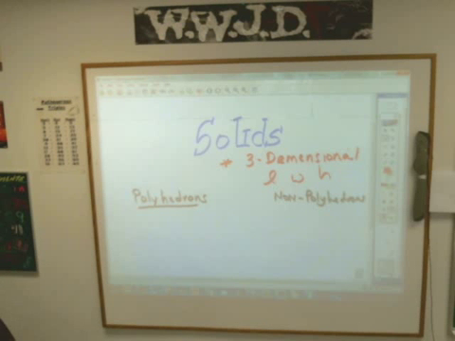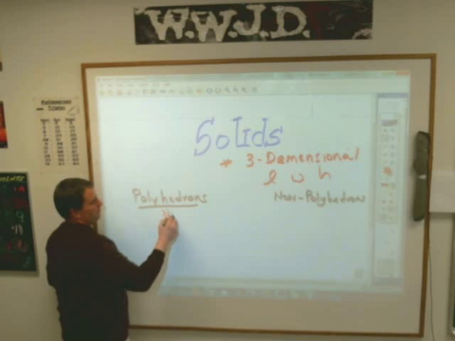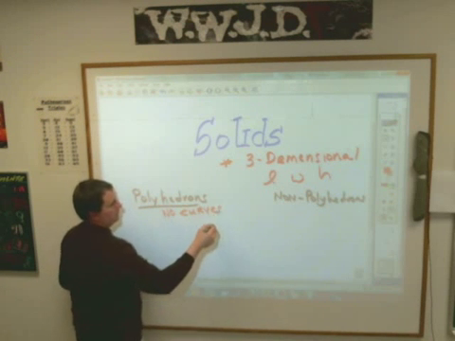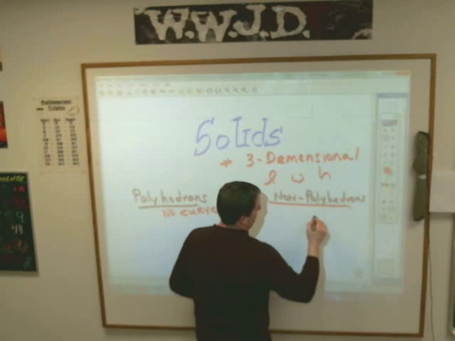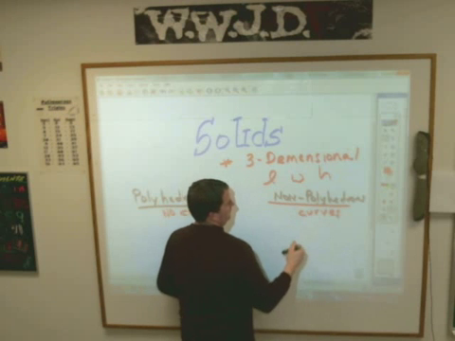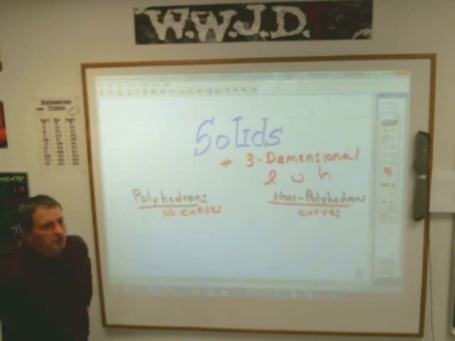The difference between a polyhedron and a non-polyhedron is that polyhedrons have no curves, whereas non-polyhedrons would have curves. Let's start with a non-polyhedron. What are curved three-dimensional shapes?